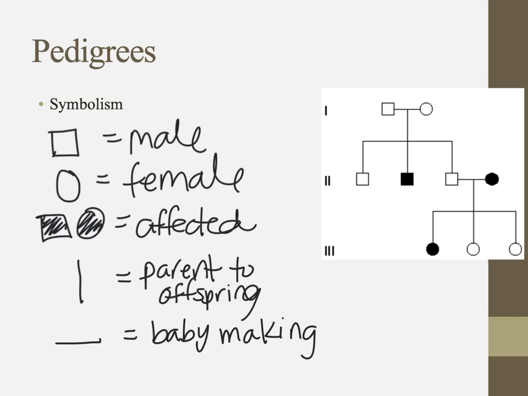Usually you'll hear that in pedigrees referred to as a marriage. That's kind of old school. So these people share a horizontal line. That means that these 3 individuals are their children.